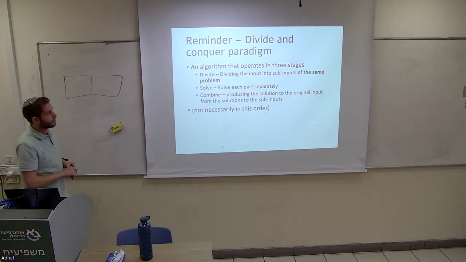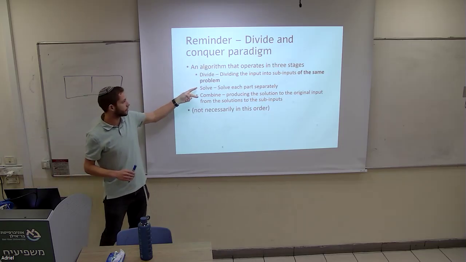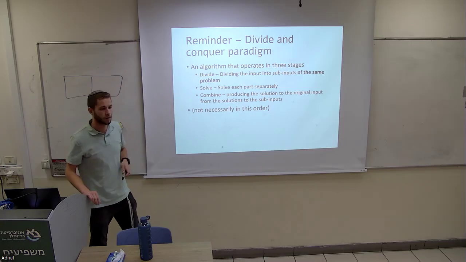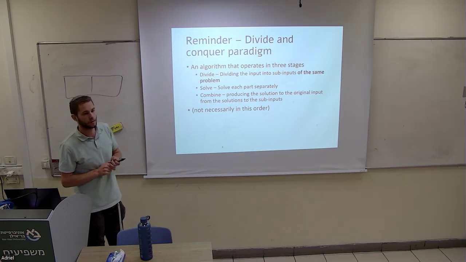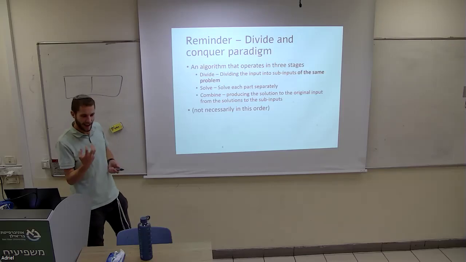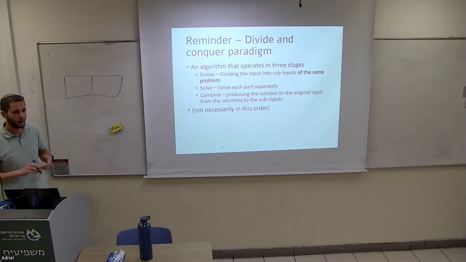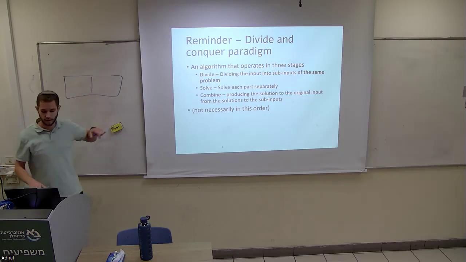It's not in this order, because you repeat them. You divide all of them, and then you solve, and then you combine, and then you solve, and then you combine, and then you solve. Exactly. But all the complexity, the heavy lifting, happens here. This is O of n to combine both smaller arrays. That's why it's not exactly in this order.